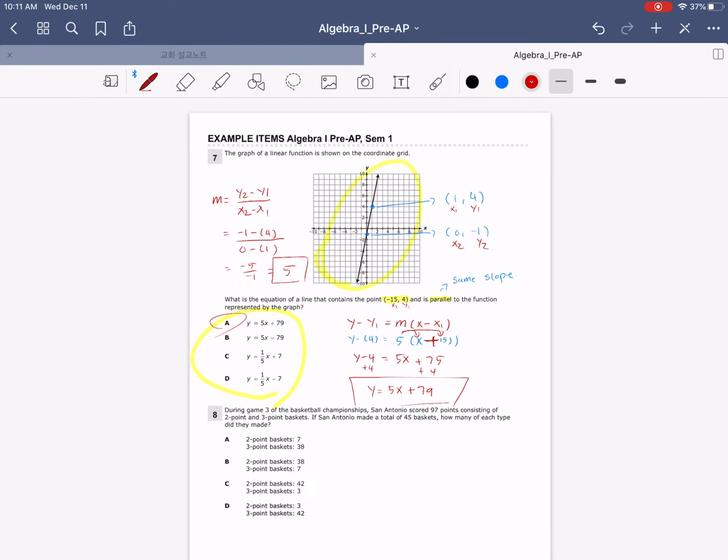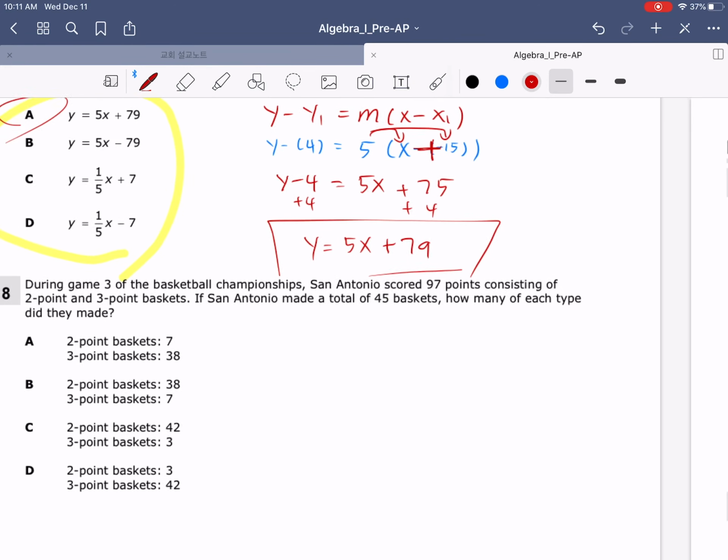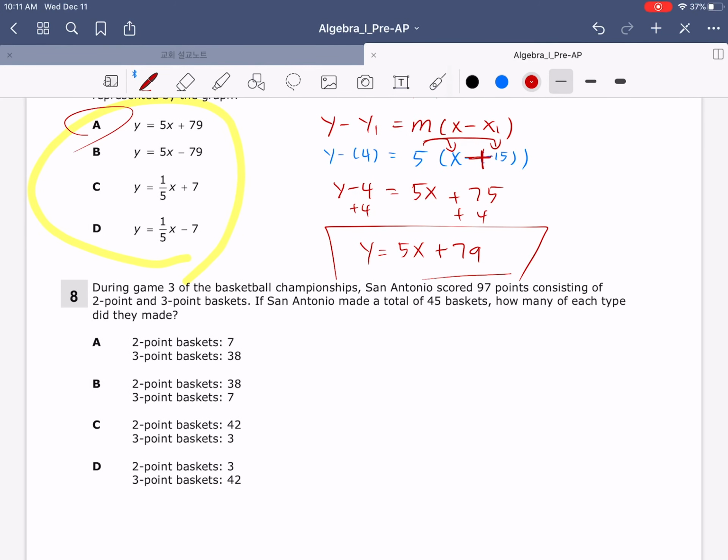Very easy, like that. Question number 8 is a system of equations. During game 3 of the basketball championship, San Antonio scored 97 points, consisting of 2-point and 3-point baskets. If San Antonio made a total of 45 baskets, how many of each type did they make? Does it grammatically make sense? Did they make? I don't know. Anyways, here we go.